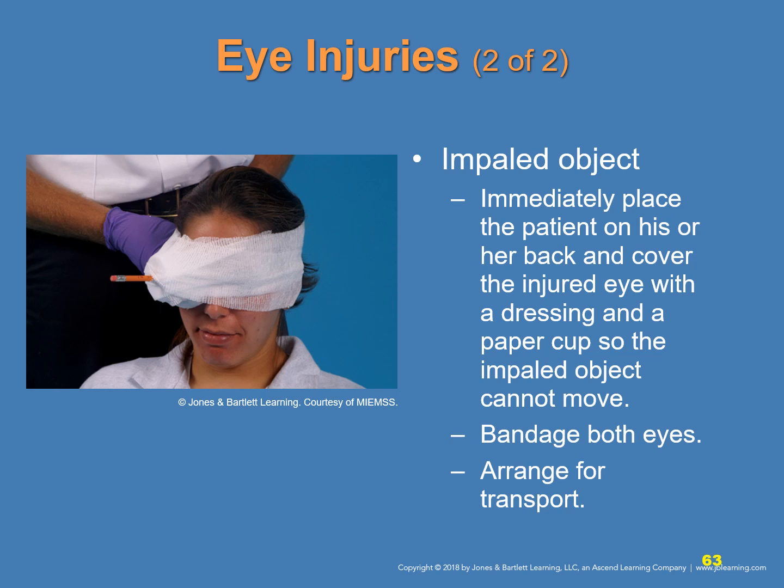Occasionally, an object will be impaled in the eye. Immediately place the patient on his or her back and cover the injured eye with a dressing and a paper cup so the impaled object can't move. Bandage both eyes and arrange for transport.